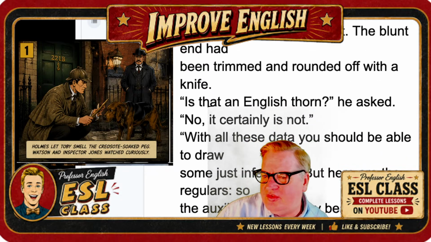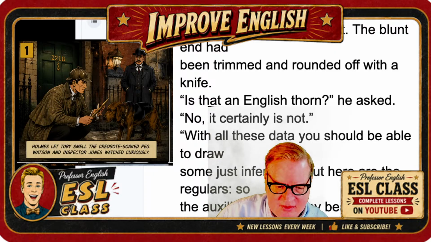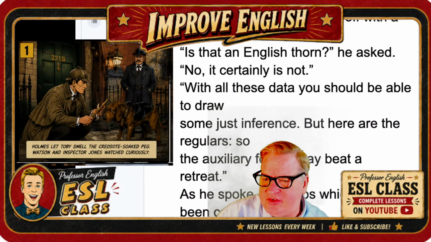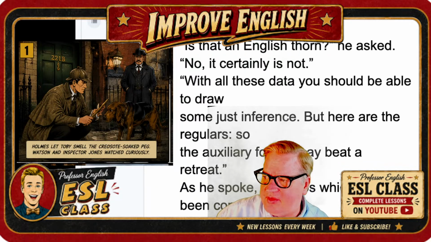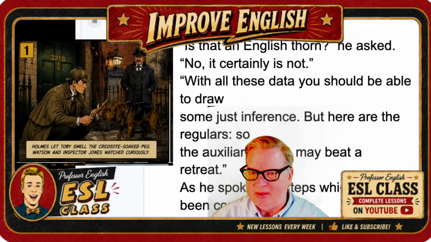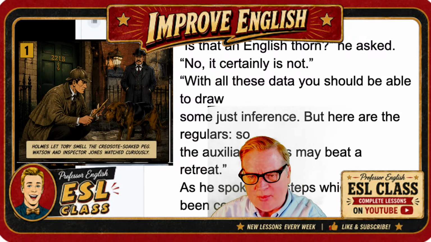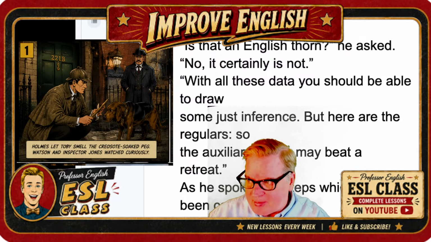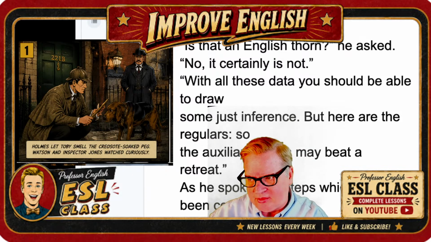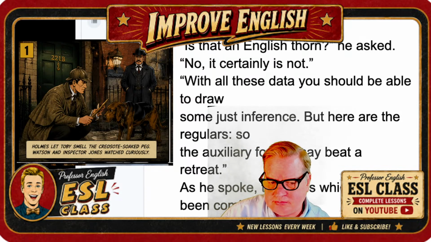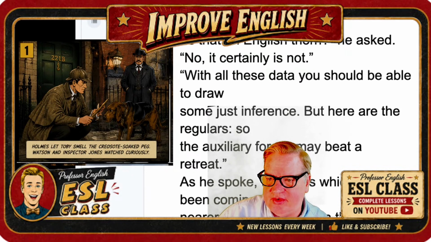Is that an English thorn? He asked. No, it certainly is not. With all these data, you should be able to draw some just inference. So here we have the word draw again, and it means take from. It doesn't mean make a picture. So he's saying with all of this information, you should be able to take some inference. You should be able to get some kind of idea of what happened from the evidence. Draw some just inference.